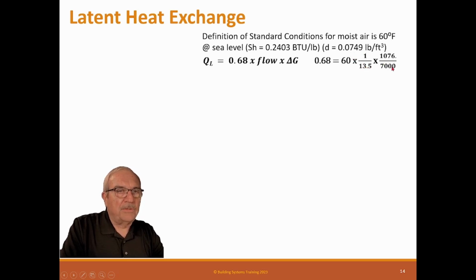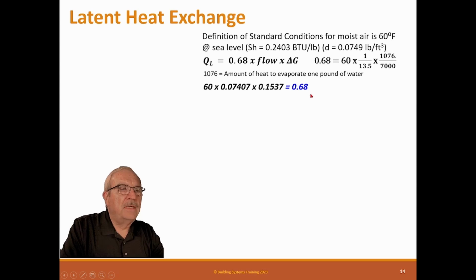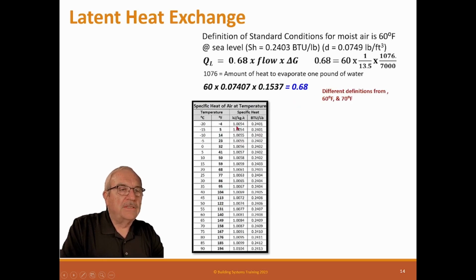And that times 1076 over 7,000 equals 60 times 0.07407 times 0.1537, which is 6.682 or something like that. But it rounds to 0.68. And that, again, is the amount of heat to evaporate 1 pound of water, or condense 1 pound of water, same thing.